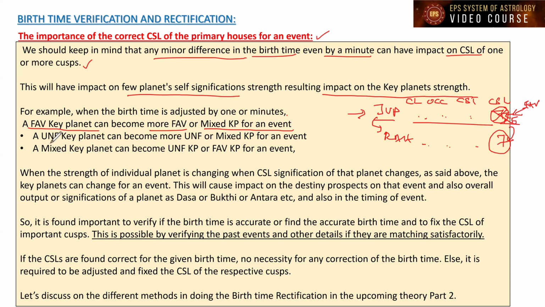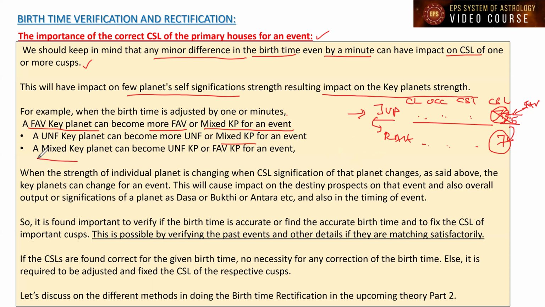Similarly, an unfavorable key planet can become more unfavorable or a mixed key planet. If it is getting a cuspal sublord, or having another unfavorable connection, the unfavorable key planet will become more unfavorable. Instead, if it is an unfavorable CSL and it is losing that, then it will become a mixed key planet also, right?